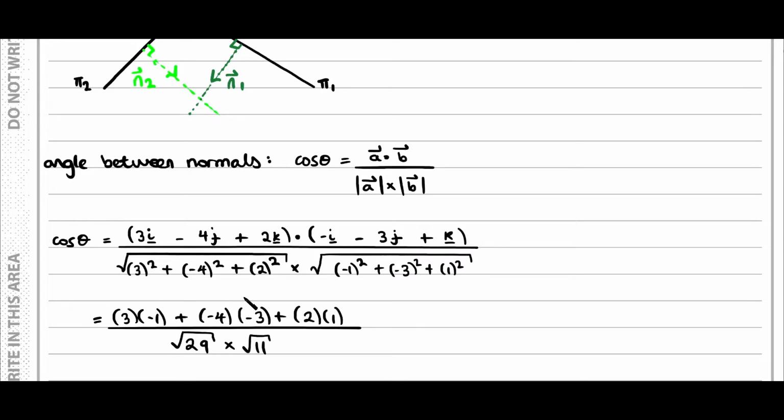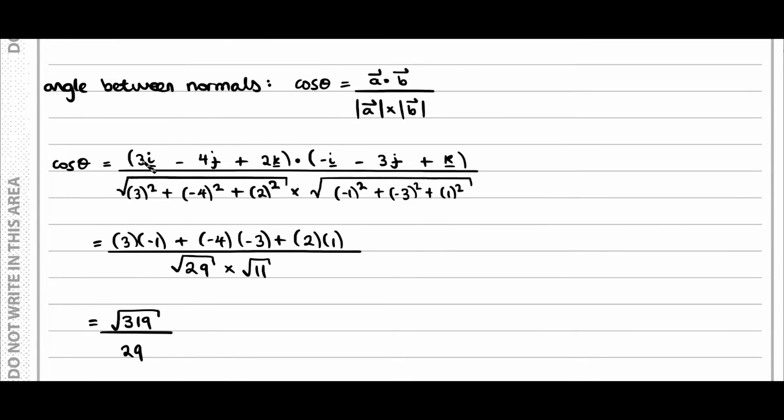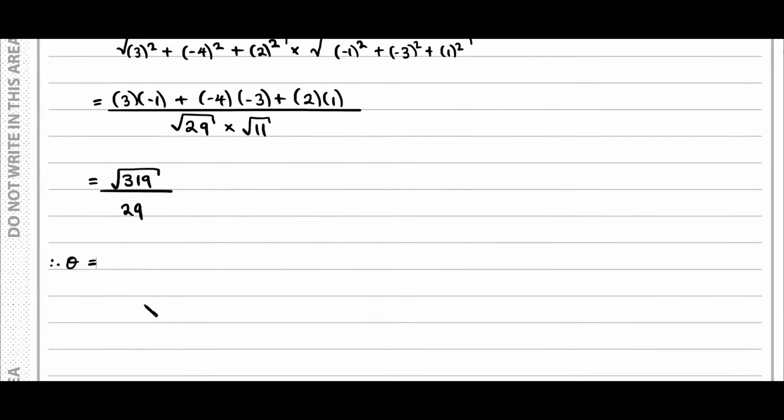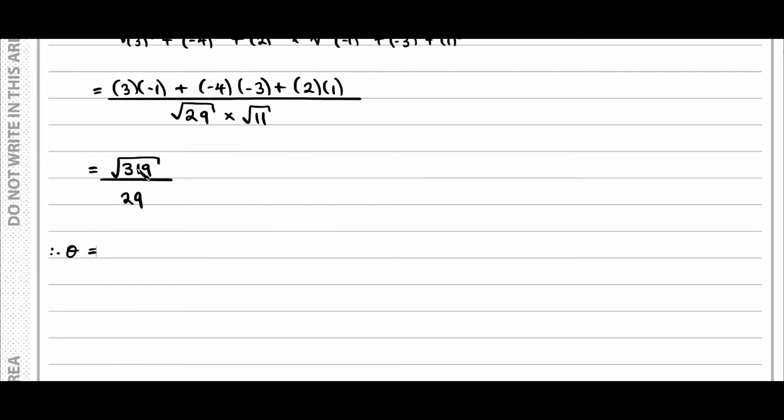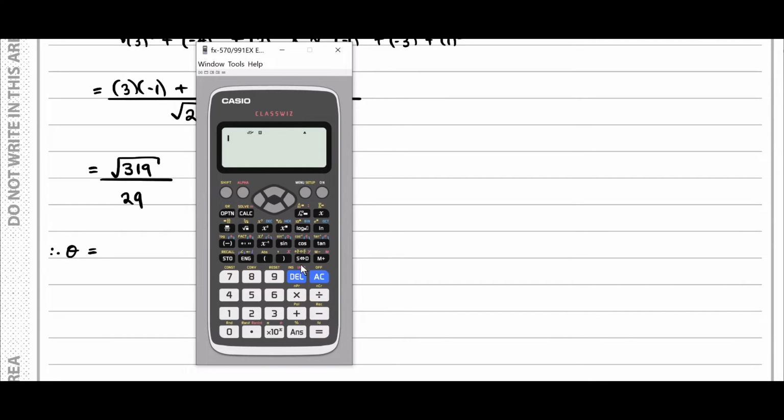So dot producting, we have 3 times minus 1, minus 4 times minus 3, plus 2 times 1. On the bottom, we have root 29 times root 11. We simplify this, we get the square root of 319 over 29. So therefore, we can take the inverse cos of root 319 over 29.